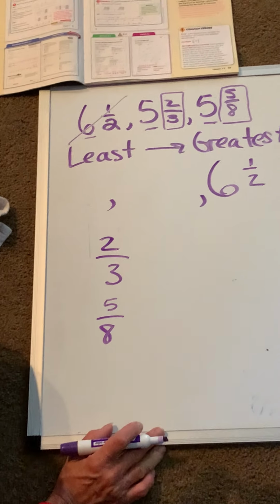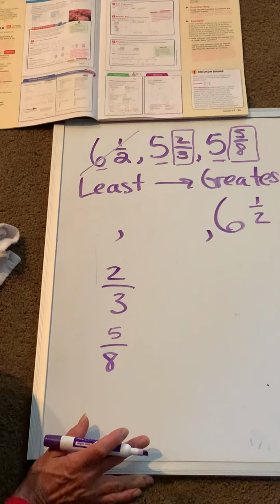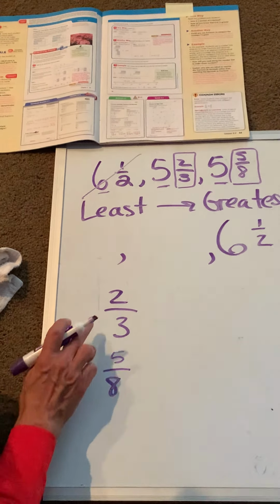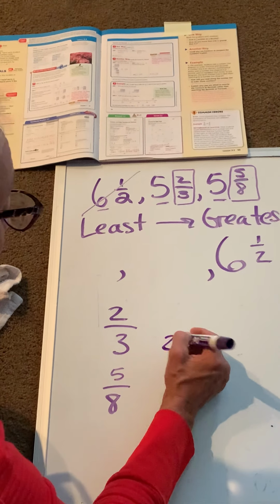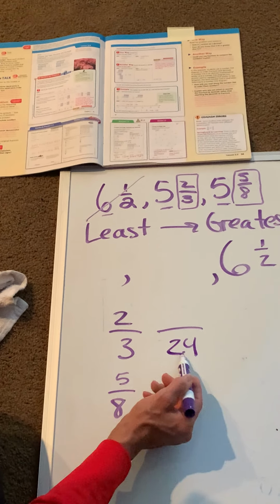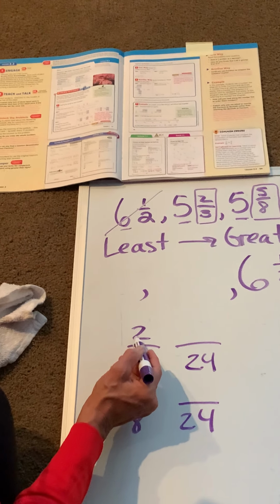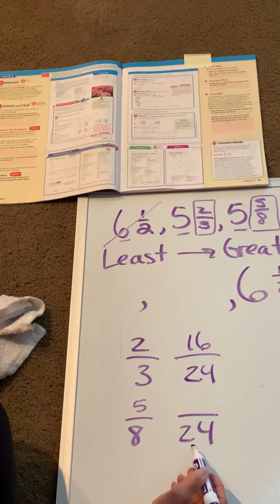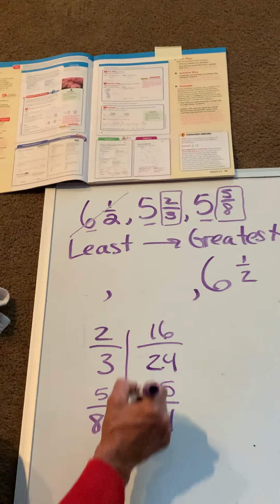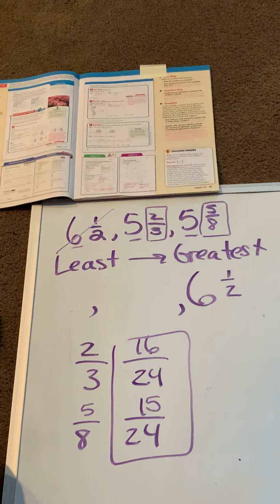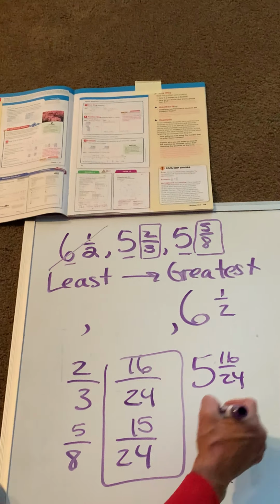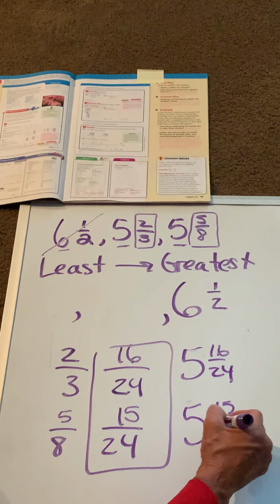And we're going to find a common denominator. The way that we're going to do that is we are going to find the least common multiple. So the least common multiple of 3 and 8 is 24. Then we're going to do 24 divided by 3 is 8 times 2 is 16. 24 divided by 8 is 3 times 5 is 15. So now we have fractions that we can compare. Okay? So we have 5 and 16/24ths and 5 and 15/24ths.